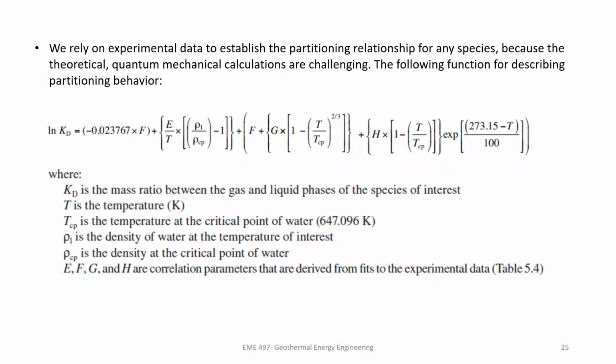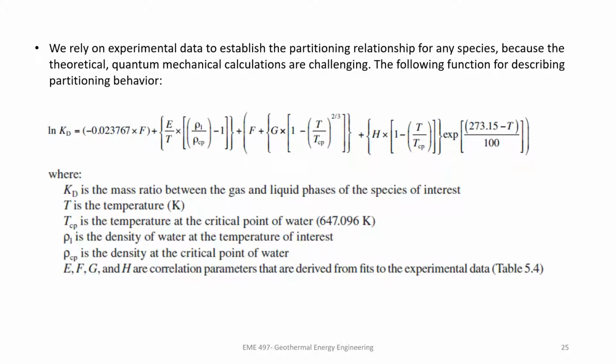We rely on experimental data to establish the partitioning relationship for any species because the theoretical quantum mechanical calculations are challenging and tedious. The following is a function for describing the partitioning behavior, and it's quite an intimidating function, but knowing the factors which influence the steam-liquid distribution coefficient Kd is useful.